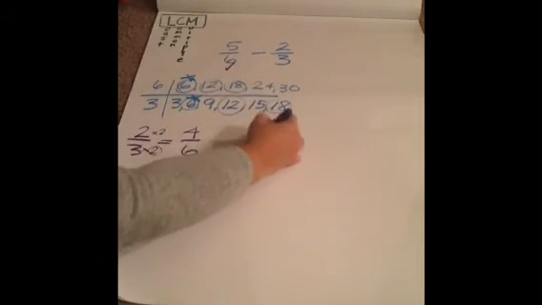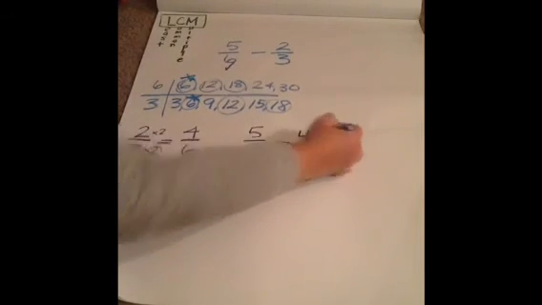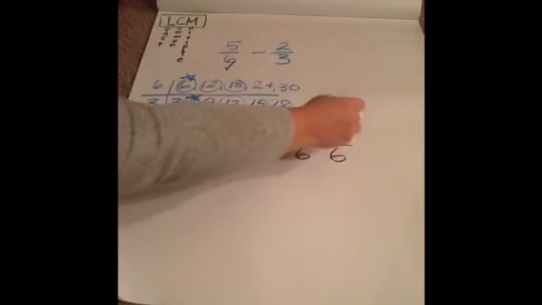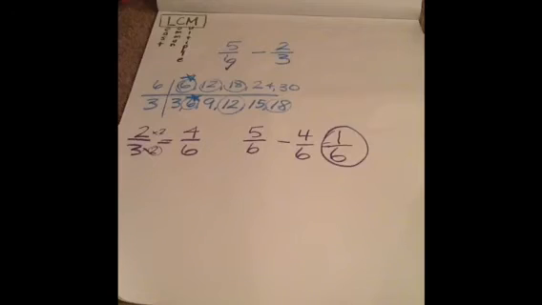Well, 3 times what equals 6? 3 times 2. So then you have to multiply by the same thing. So 4/6 is our equivalent fraction. So we're going to say 5/6 minus 4/6. The denominator is going to stay the same. I can go ahead and write it out. 5 minus 4 is 1. 5/6 minus 4/6 is 1/6.